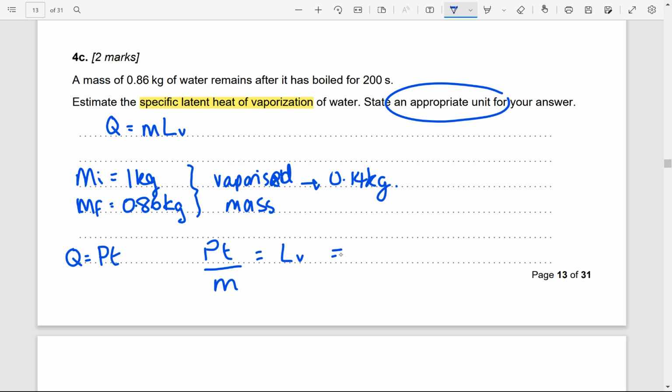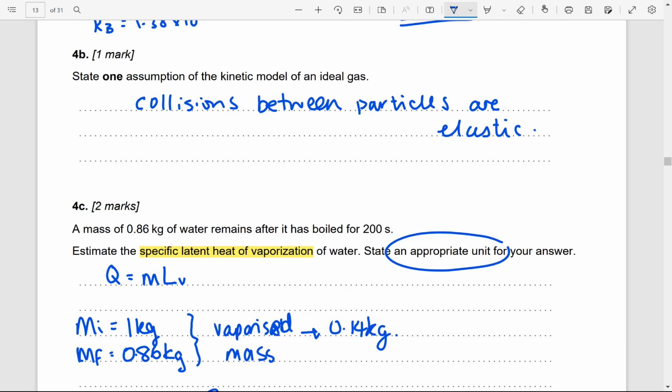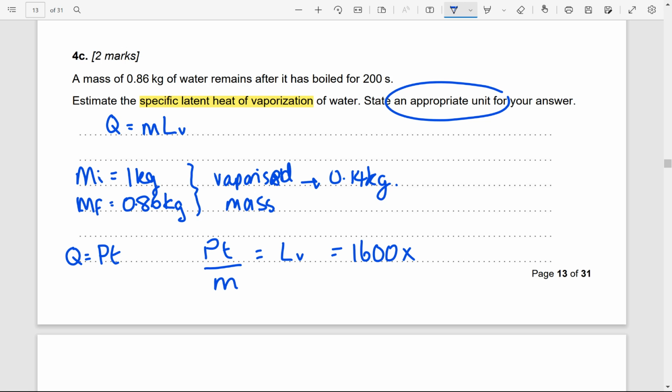Okay, and we know that the power was, let me just look it up. Right, I've just jumped up to 4A. The power was 1.6 kilowatts. So we've got 1600 watts, and it's going for 200 seconds. And then divide that by 0.14, and the specific latent heat comes out as 2.28 times 10 to the 6, and it's energy over mass, so it's joules per kilogram.